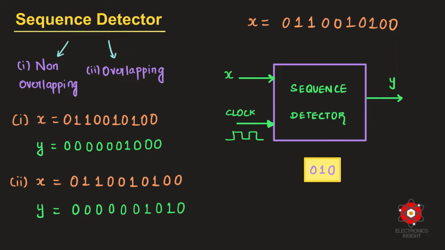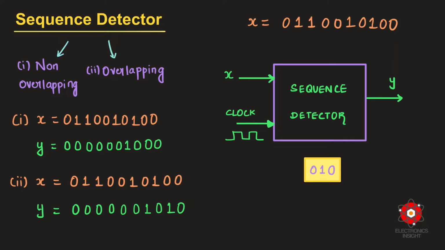Before we proceed with the objective of today's video on overlapping sequence detection using Mealy machine, first let us understand what is non-overlapping sequence detection and overlapping sequence detection using a simple example. So here the input sequence that was transmitted is considered to be 01100101000, and once we know what sequence we have to detect, then based on the transition of the clock signal, we'll be able to identify whether we have received our desired sequence 010. Based on that, the output of the sequence detector is set to be high.